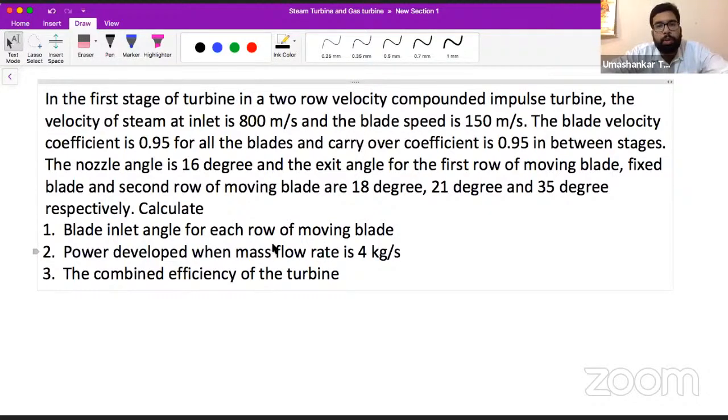It's a very good question. From here, all the concepts will be clear to you. After this question, we will move to the reaction turbine. This is the last thing we wanted to deal with in the impulse turbine.